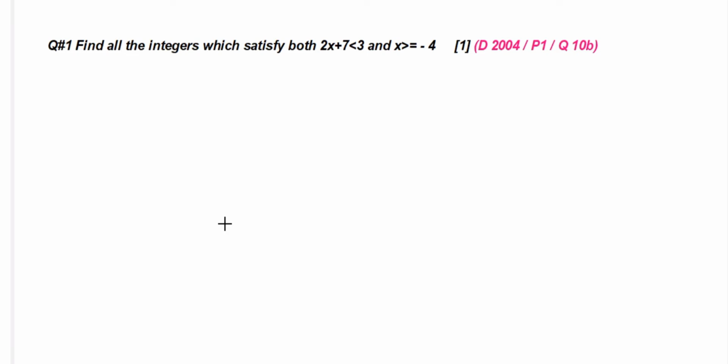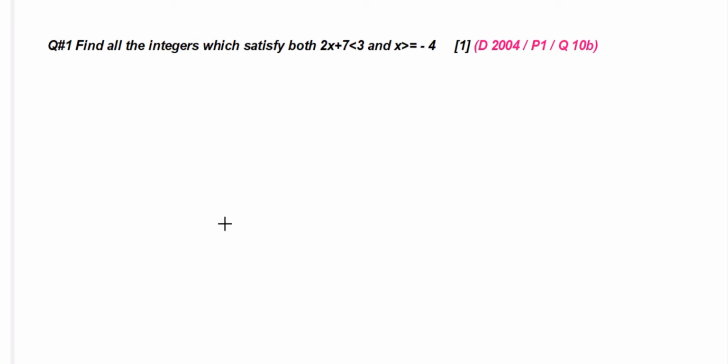You will see there are two types of questions asked every year. One is related to a linear inequality, and from this inequality we need to find integers that satisfy the given inequality. And the second one is a graph is given and we have to shade the graph with respect to the given linear inequalities in two variables.